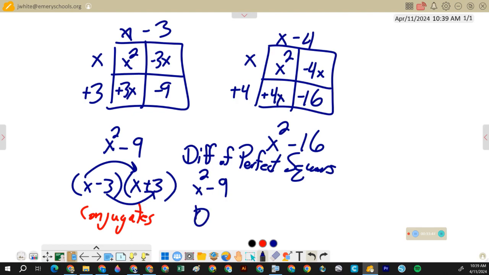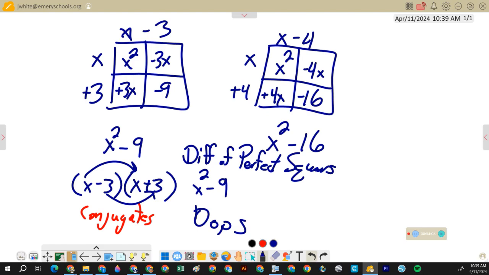A difference of perfect squares. These are by far the easiest quadratics to factor. However, a lot of you will not remember the rules and you will miss these on a test. So don't, because these are easy.